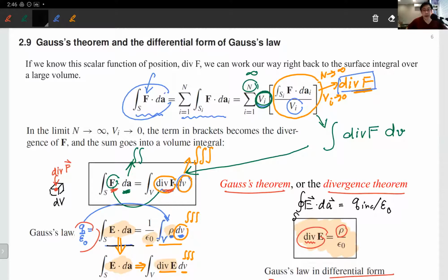Wow, this took longer than I thought. All right, did you get something out of that? What is E dot dA? E dot dA is the flux of the electric field vector through the surface element dA. So the total flux is this.